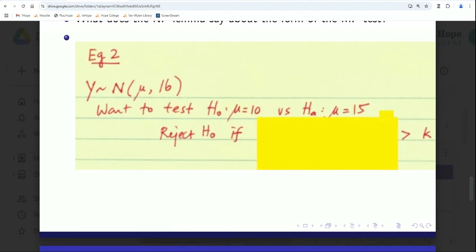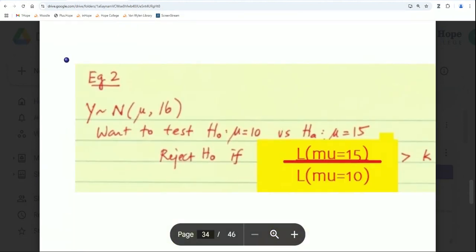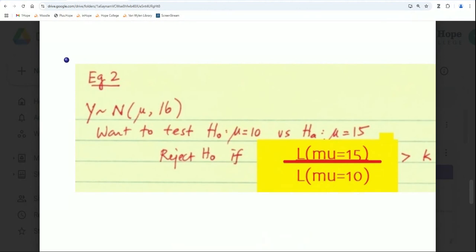Now, what's that something? Anyone? According to the Neyman-Pearson lemma, what is this something that must be more than k? It is the likelihood function with the parameter value prescribed by the alternative divided by the one under the null. Correct. Good. So you need to have the likelihood when mu is 15 versus the likelihood when mu is 10.